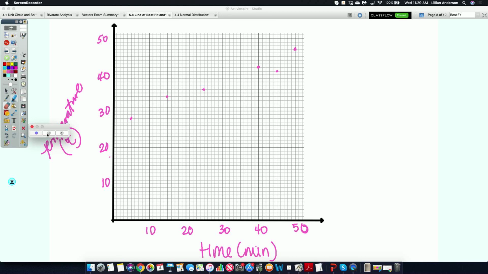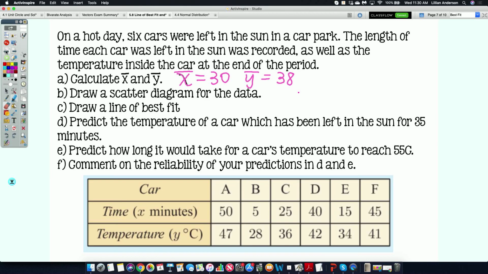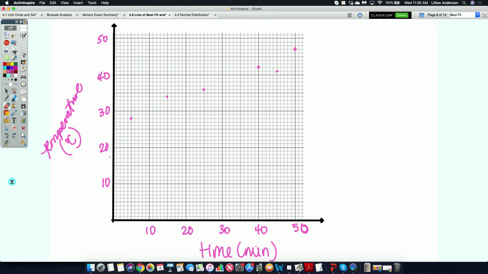Okay. Let's recap a little bit about what we did in last class. How would you describe this correlation? Positive, strong, and potentially no outliers, correct? Okay. So that's part B. Part C asks us to draw the line of best fit. Now remember, to draw the line of best fit, you need the mean point. You guys said the mean of your x's and your y's was 30 and 38. So I plot that point, 30, 38.